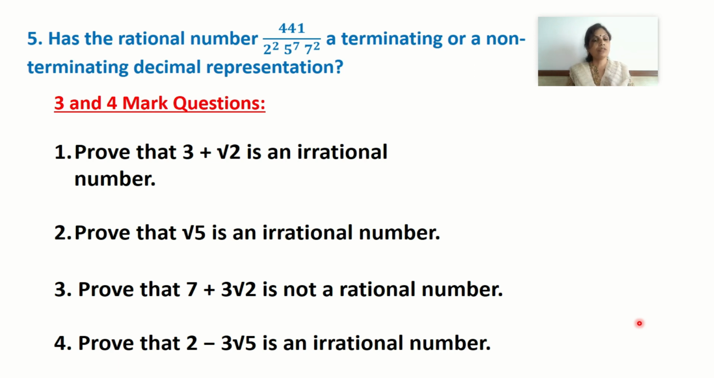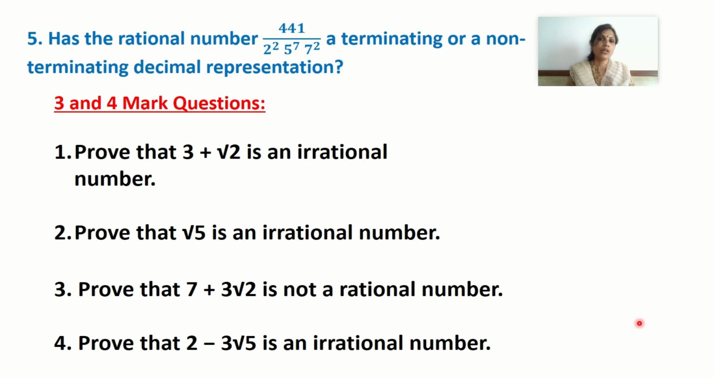Prove that 3 plus root 2 is an irrational number. Prove that root 5 is an irrational number. Prove that 7 plus 3 root 2 is an irrational number. So you have to just see this and try solving this. I have not solved it again because all these questions we have already solved.